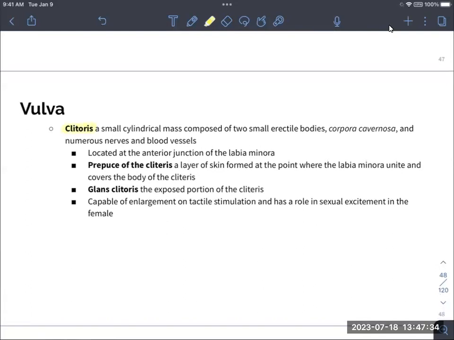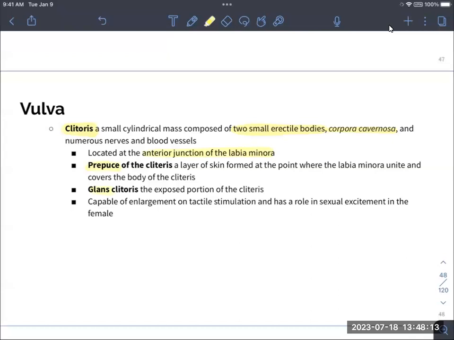The clitoris. The clitoris is made up of two small erectile bodies. They're the corpora cavernosa, and then there are hundreds of thousands of nerves and blood vessels that go to this clitoris. It sits just in front of that labia minora. There's a prepuce that is going to cover that clitoris up.